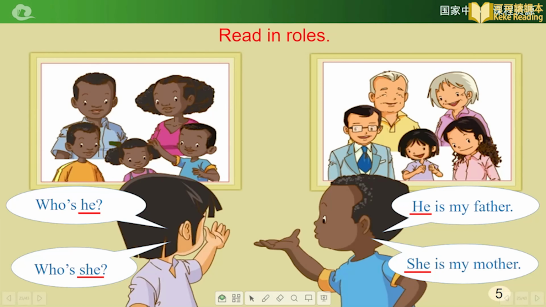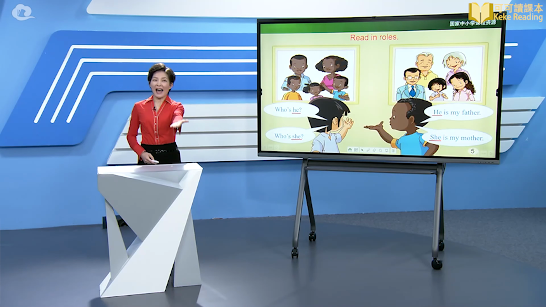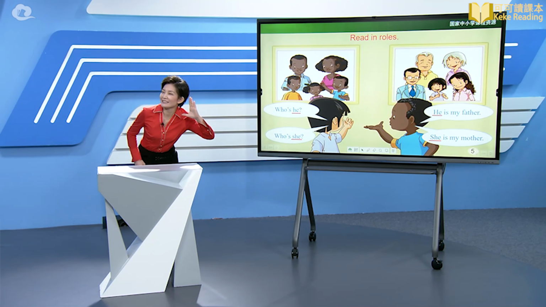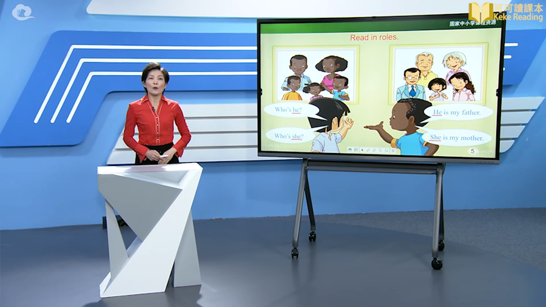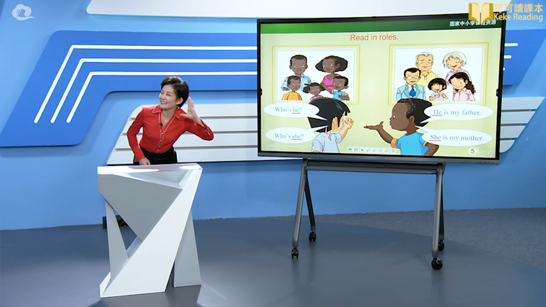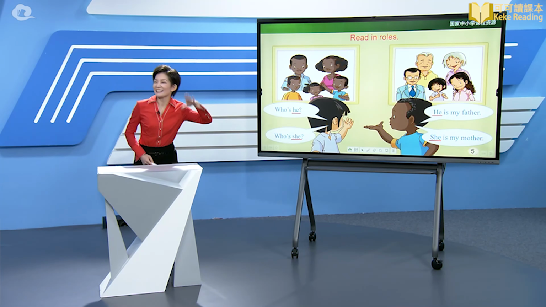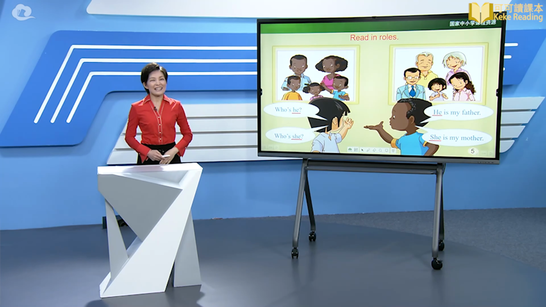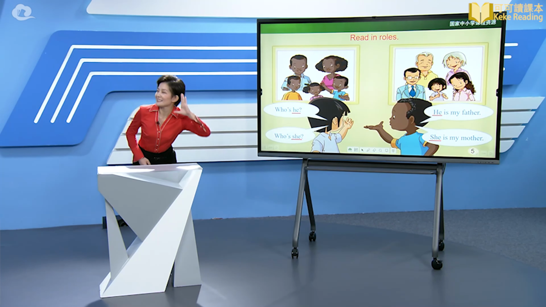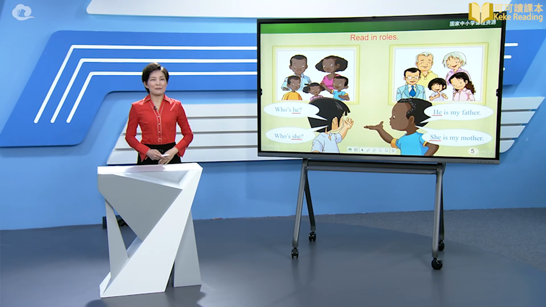This time, let's read in rows. I'm Yao Yao. You are Andy. Please answer my questions. Who's he? Let me hear you. Good. Who's she? Great. Then, let's change the roles. You are Yao Yao, I'm Andy. You ask first. Let me hear you. He is my father. She is my mother. Wonderful boys and girls.